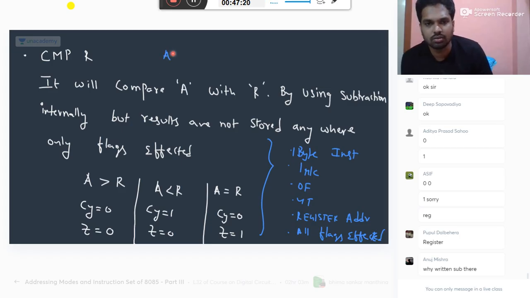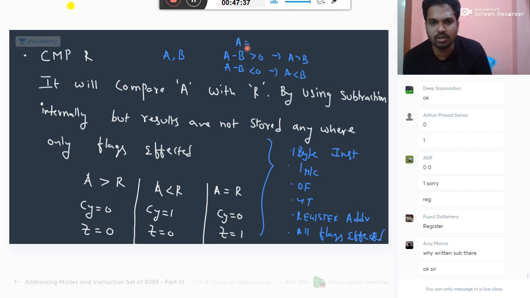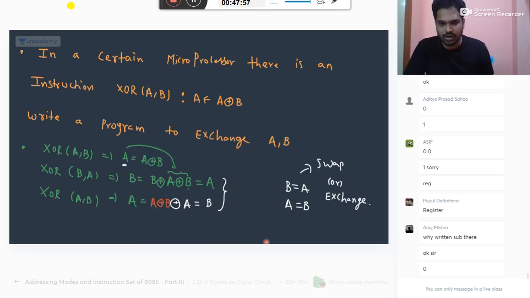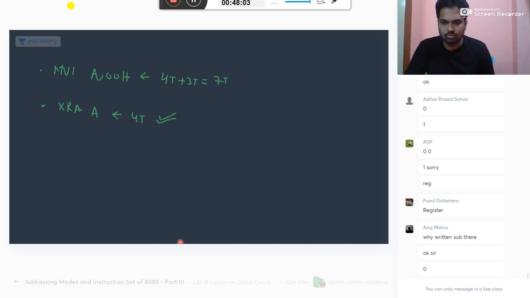So now let me give you a few things about the AND operation. Listen, the AND operation can be used to mask a particular bit or a group of bits. What is the meaning of mask? To make 0.